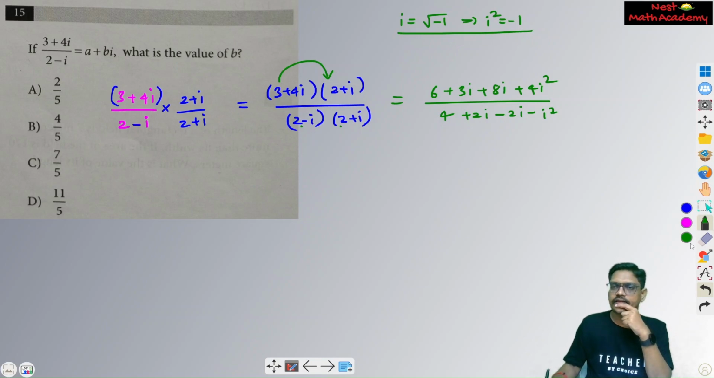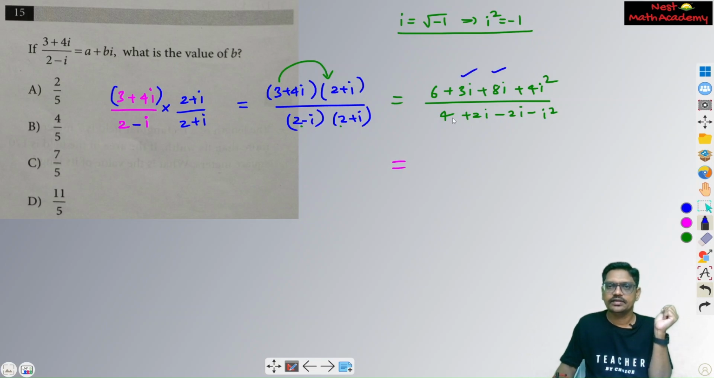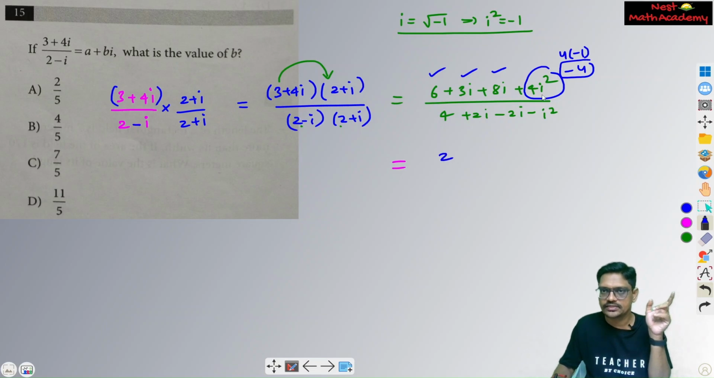Okay, so if I simplify now, 8 plus 3, 11. This i squared will become negative 1, so this is 4 times negative 1, which is negative 4. There is a 6 here and a negative 4, so 6 minus 4 is 2. I repeat, 4i squared is equivalent to negative 4 because i squared is negative 1. So 2, and the like terms are combined, 8i plus 3i, 11i.